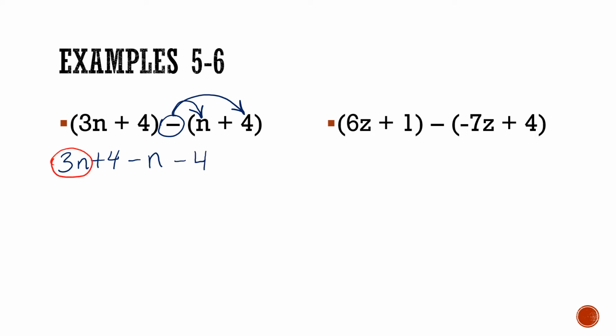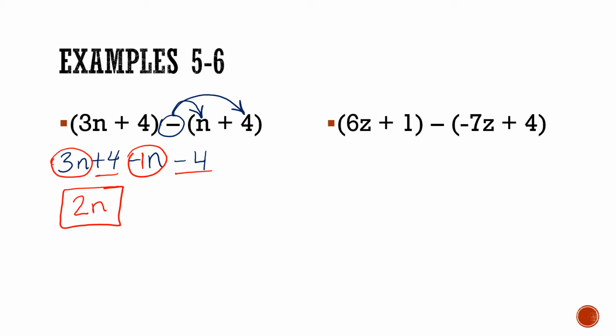So 3n minus n. Remember, when there's no number in front of that variable, it's like an imaginary 1 there. So 3n minus 1n would leave 2n. And 4 minus 4 is just 0. So our answer would just be 2n.